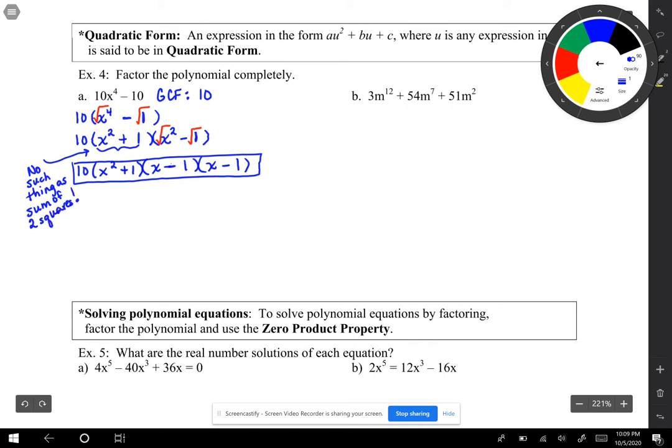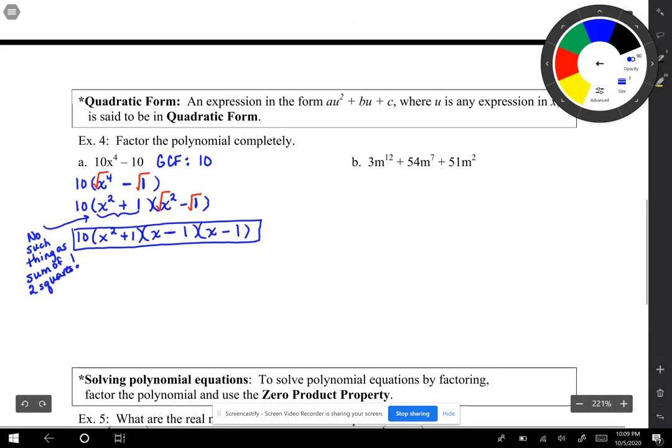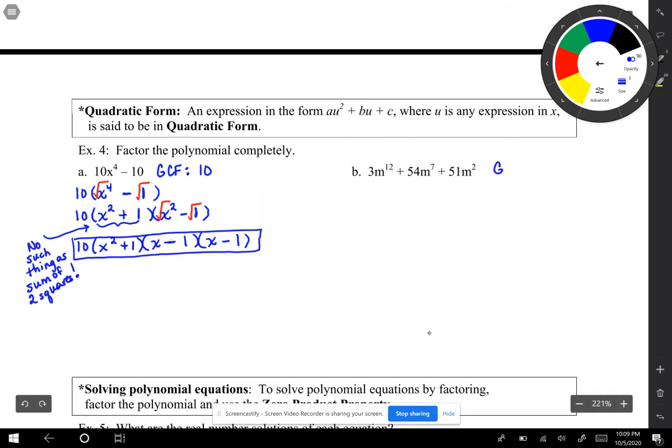Right. Let's do one more. This one's a little trickier, but I'm going to do it for you anyway. Will you see it on a test? 99.9%, most likely not. So the greatest common factor, they can all be divisible by 3, and they all have this minimum of m squared. So we are going to factor out a 3m squared.